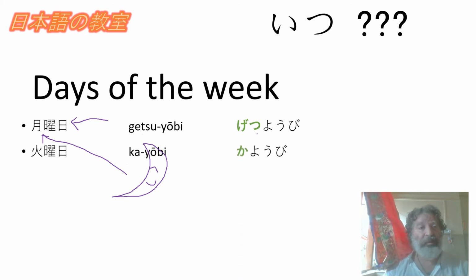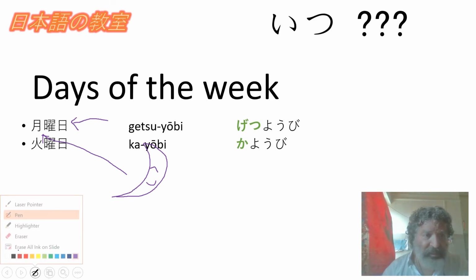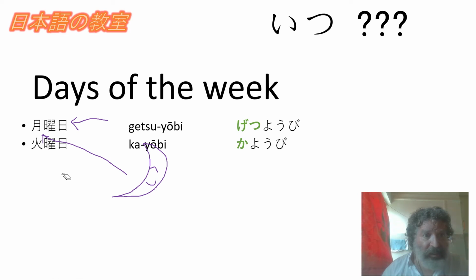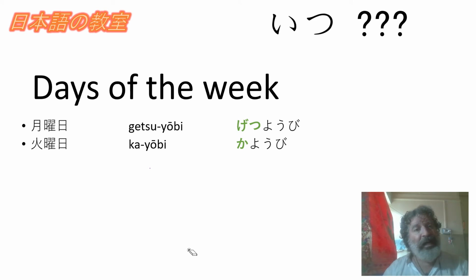Getsuyobi, kayobi, kayobi. Okay, let's erase these lines. And ka is the Chinese word for fire. I just said that hi can be both sun and fire. So hi is the native Japanese pronunciation for fire.